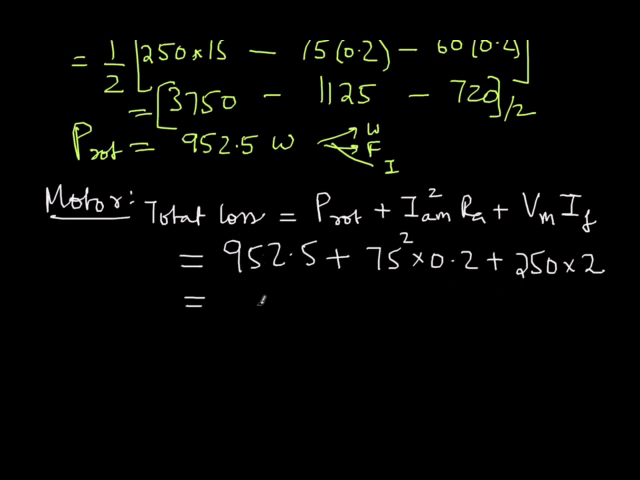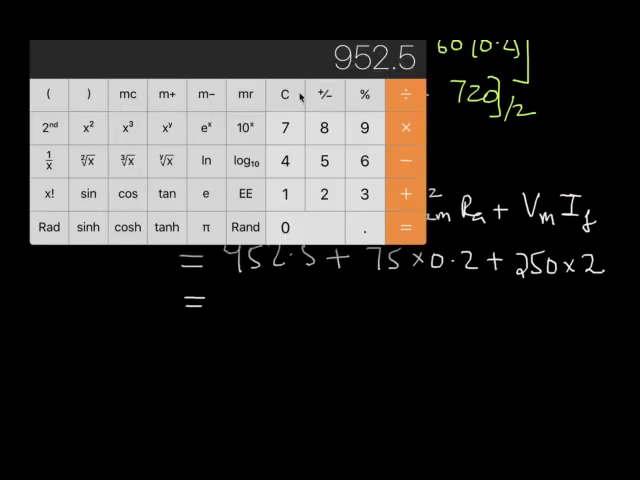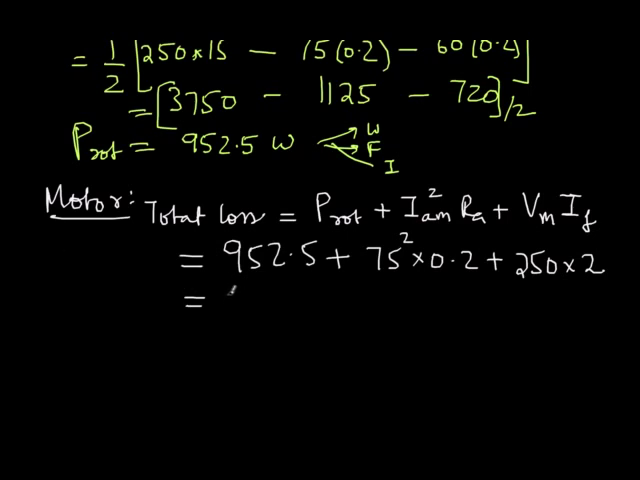So what is the total loss? So we all know this is, let's calculate that, 75 square multiplied by 0.2 is this one, plus 250 into 2 is 500, plus 952.5, 2577.5. So this is the total losses that are occurring in the motor. Now what is the input to the motor?